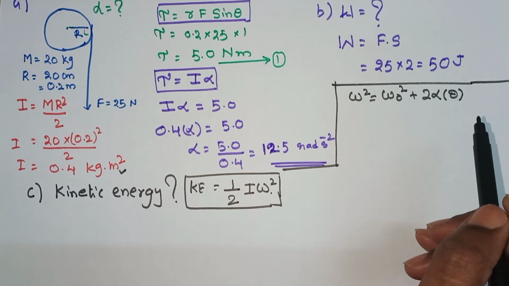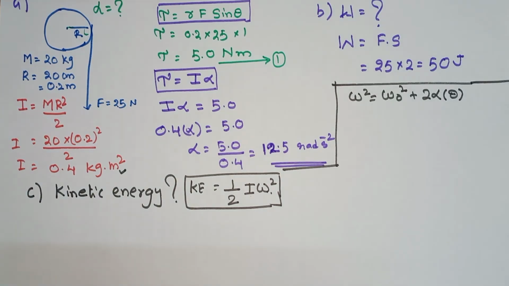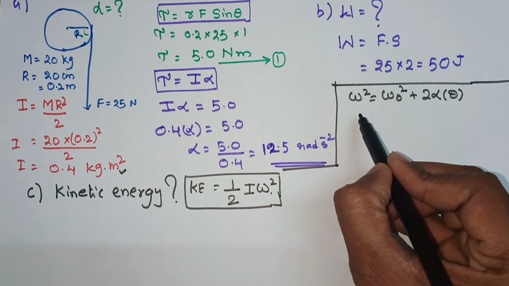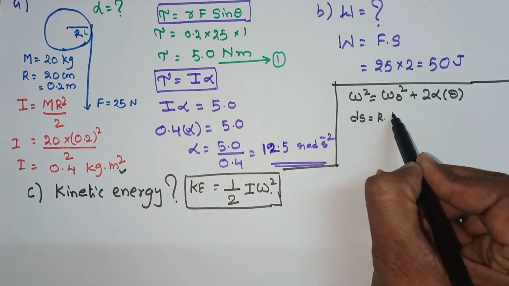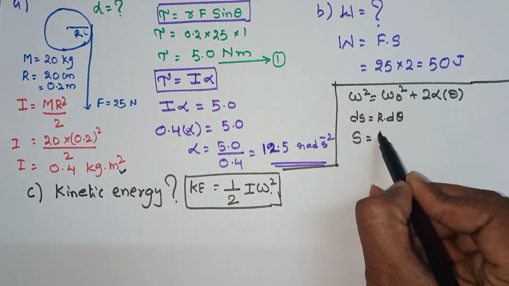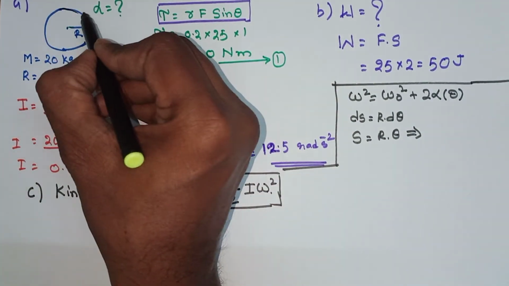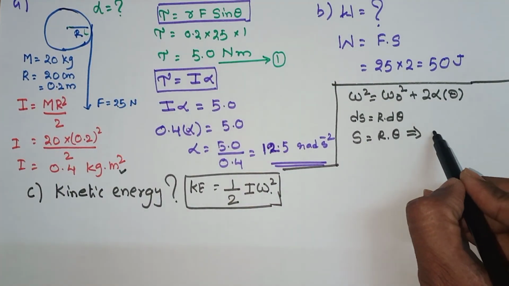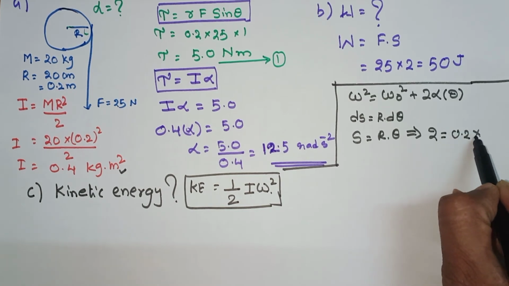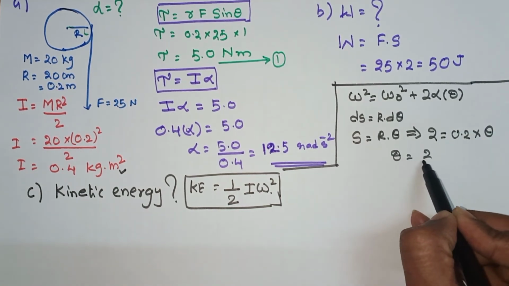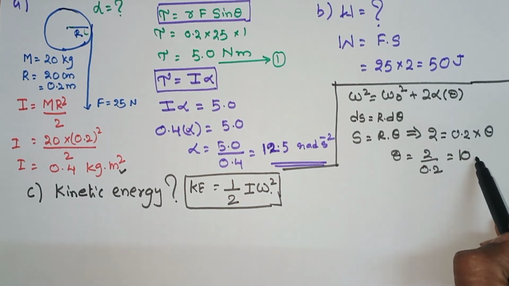Again, theta we can write as unwinding length, and instead of radius, how can we write? ds is equal to r d theta. S is equal to r into theta. What is unwinding wire? Unwinding wire means wire is being elapsed out 2 meters. What is the radius? Again, it's 0.2 into theta. Theta is equal to 2 by 0.2, which is about 10 radians.